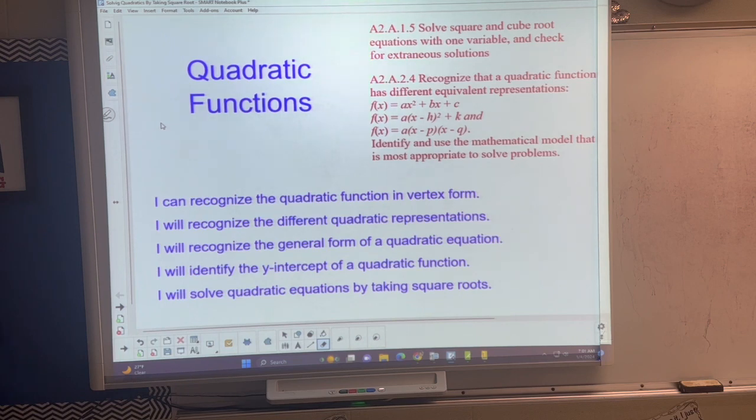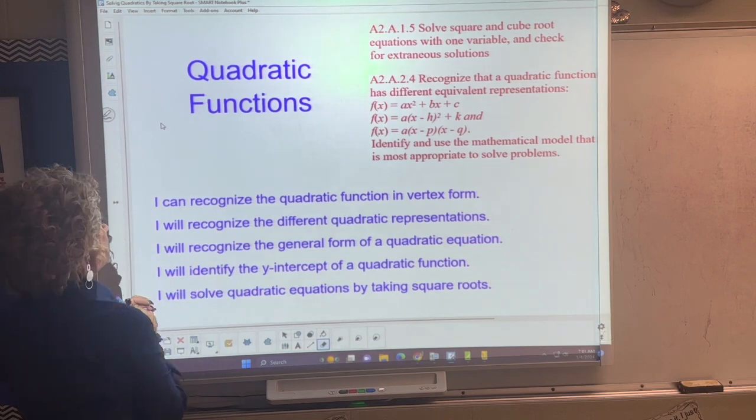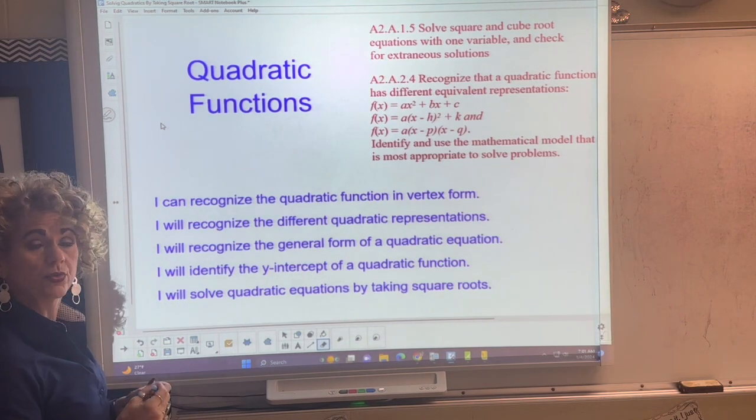Talk about quadratic functions today. Now, we've hit on it just a little bit, but I'm going to go through it as if this were the first time.